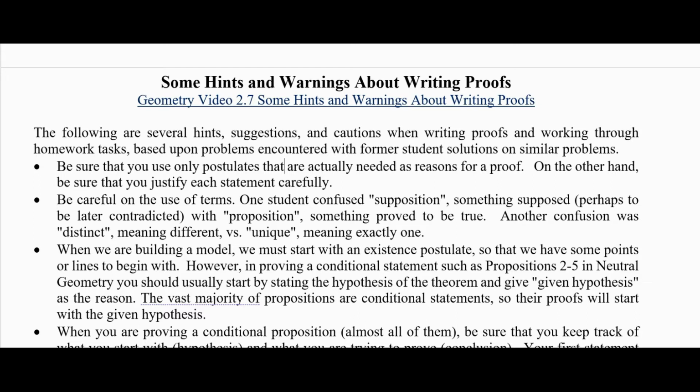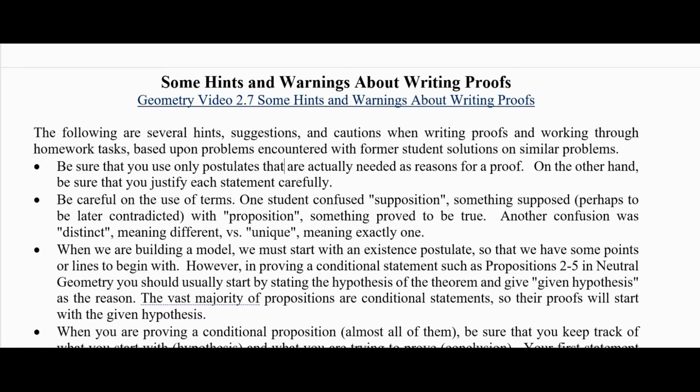Be careful on the use of terms. One student confused the word supposition, which is something to be supposed, perhaps to be later contradicted, as in proof by contradiction, with the word proposition, which is something to be proved. Another confusion was the difference between the words distinct and unique. Distinct means different, unique means exactly one.